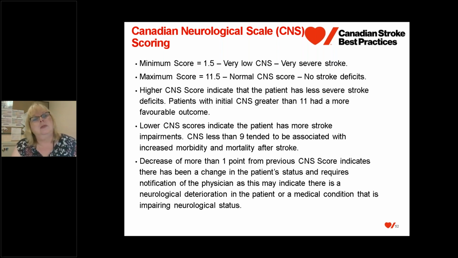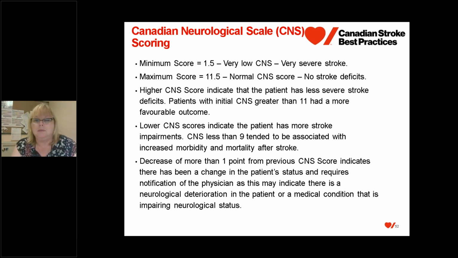The maximum score on the Canadian Neurological Scale is 11.5. This would be a normal score, the patient has no stroke deficits. A higher Canadian Neurological Scale score indicates the patient has a less severe stroke. As we know from the predictive validity, patients with an initial Canadian Neurological Scale score greater than 11 had a more favorable outcome, and those with a score less than 9 tended to be associated with increased morbidity and mortality after stroke.